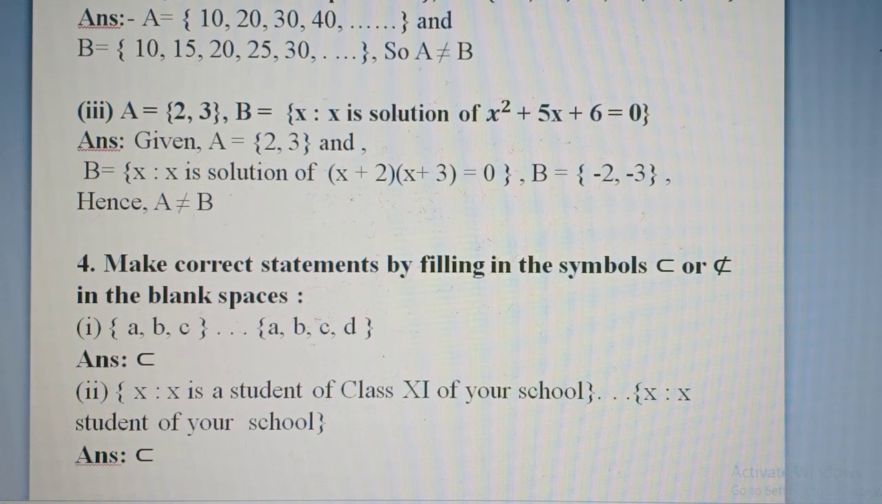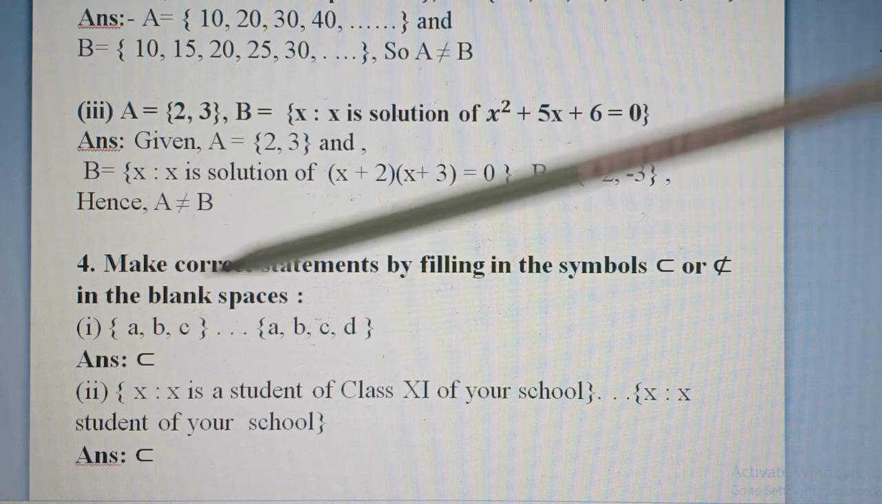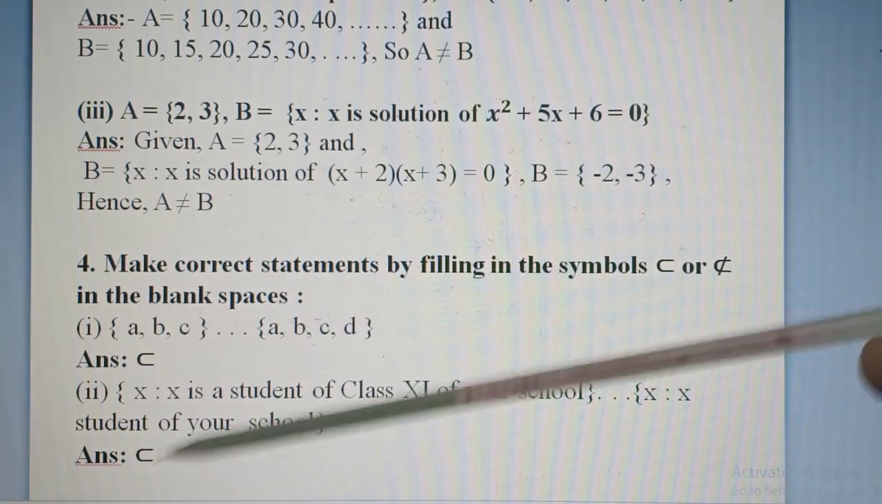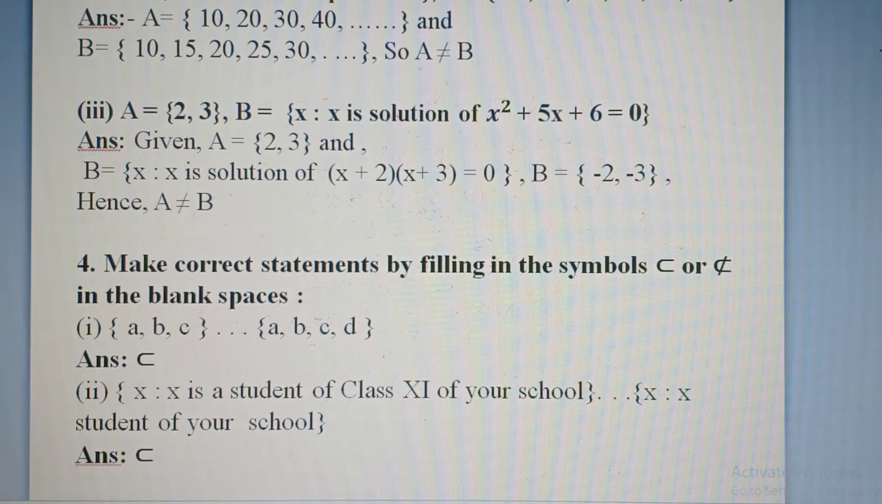Next question is, x is a student of class 11 of your school, and another set is x is a student of your school. So it is a subset because the second set is the set of all the students in the school, and the first set is students of only class 11 of your school. So yes students, this is a subset of this set. So you can put the subset symbol.